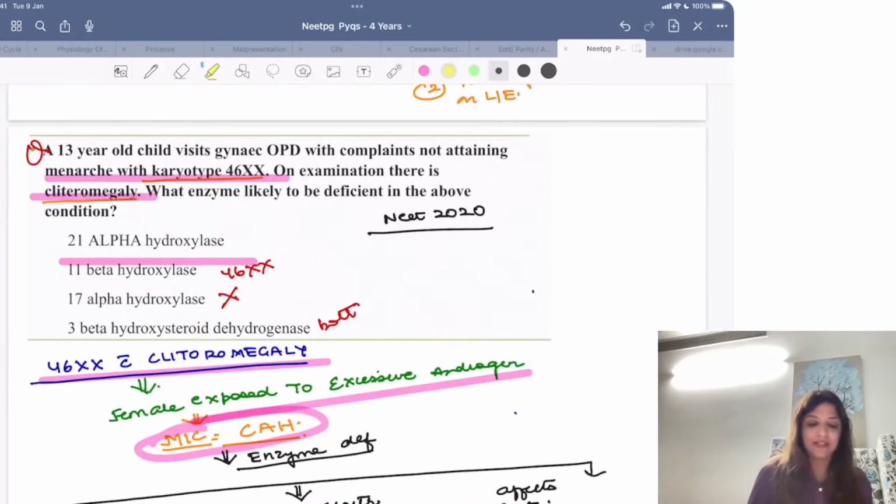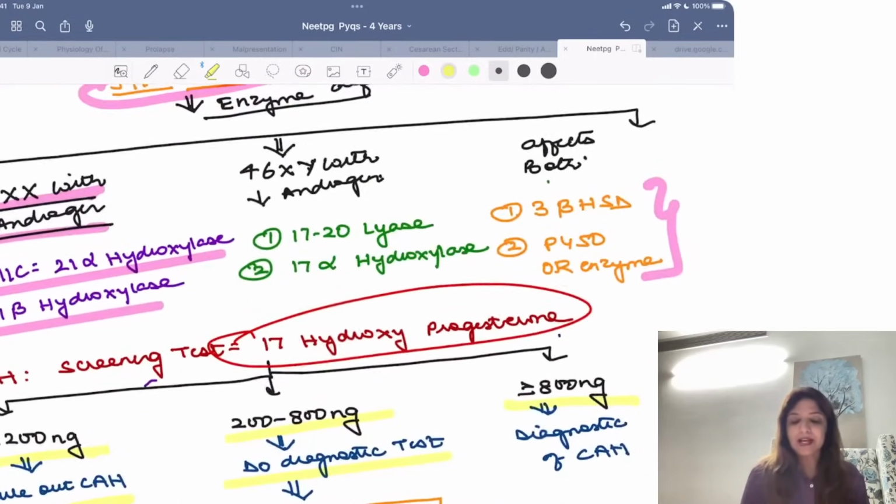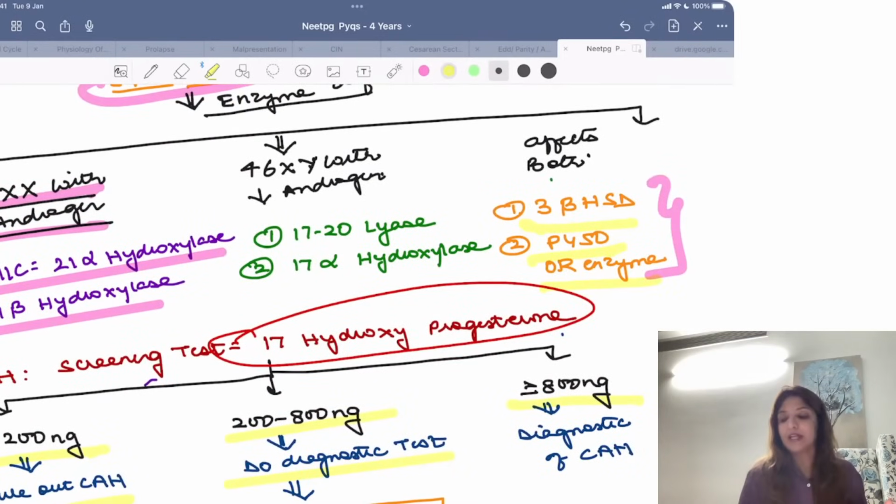Right? So all these enzyme deficiencies you have to remember. Never forget 17 alpha, because wherever 17 comes, that means it affects the 46XY karyotype. 46XX is affected by only two enzymes, one is 21 alpha and another is 11 beta. Right? 3 beta HSD and P450 can affect both of them.